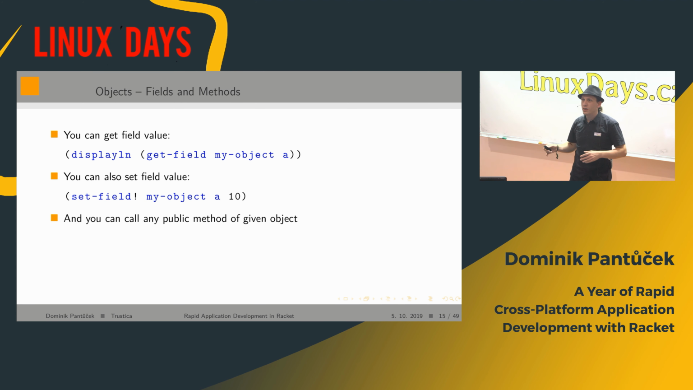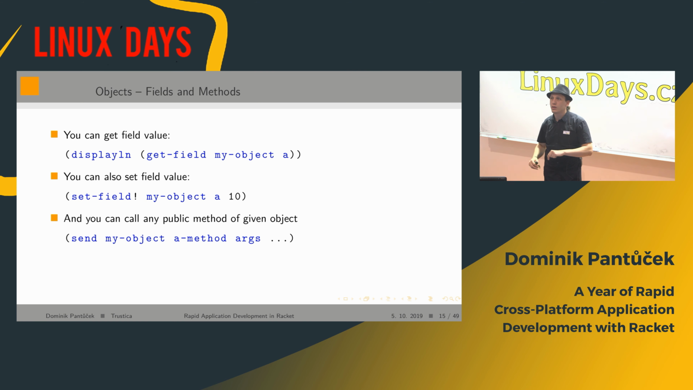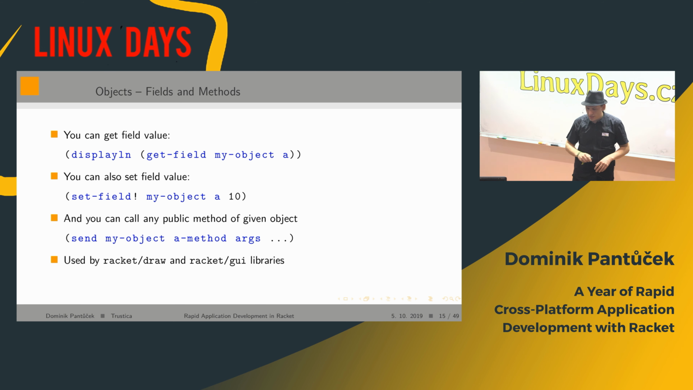In Smalltalk, you are not calling methods of an object. You are sending a message to the object, and the object sends you something back. So this is the same thing. You say, send to my object some method name and some arguments, and it will take care of whatever is needed to do and return you the result. So that's basically it. And the main reason I'm talking about this, and why I'm talking so quickly, is because I needed to cover it, because it's used by the Racket Draw and Racket GUI libraries, and that's something we'll be using.